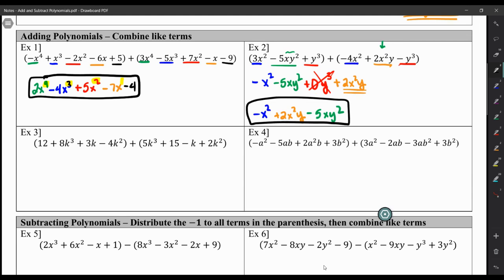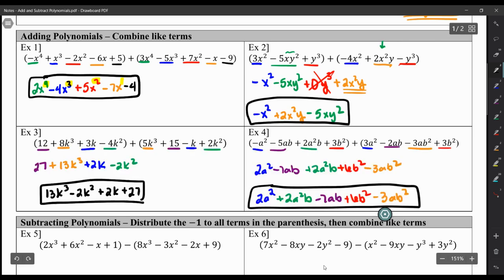Pause the video, try examples 3 and 4. And here are your answers for 3 and 4. If the order of this example with the double variables in the terms is a little bit different, that's okay. The ordering of things with double variables is a little bit harder than the ordering of things with single variables. So as long as you have each individual term with the correct signs, it is a correct expression.